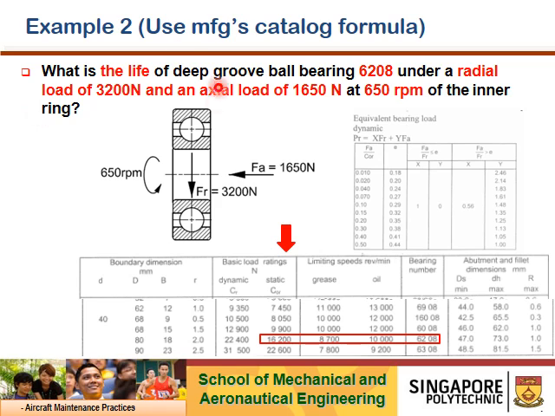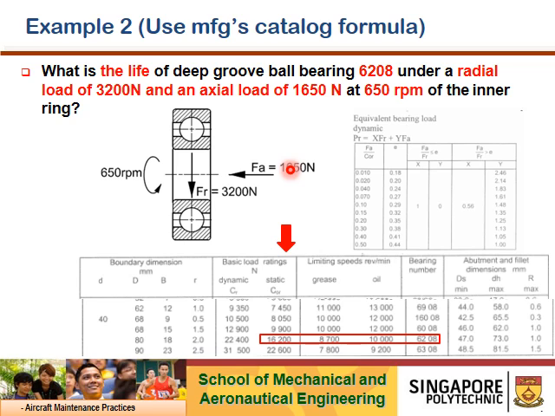So example 2, use manufacturer catalog. So it's asking you to use the nomograph. What is the life of a deep groove ball bearing 6208 under a radial load of 3200 Newton and an axial load of 1650 Newton at 650 RPM of the inner ring? So from this, I know that it's rotating at 650 RPM. The shaft inner ring is rotating. The FR is 3200, the FA is 1650.